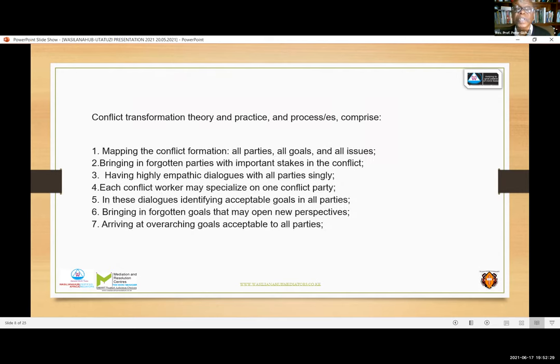So conflict transformation theory, practice and process comprise: one, mapping the conflict formation. That means all parties, all goals, and all issues. Secondly, bringing in forgotten parties with important stakes in the conflict. This is very important because sometimes as mediators, we may not notice that there are some parties that have been forgotten. Three, having highly empathic dialogues with all parties singly. And fourthly, each conflict worker may specialize on one conflict party.